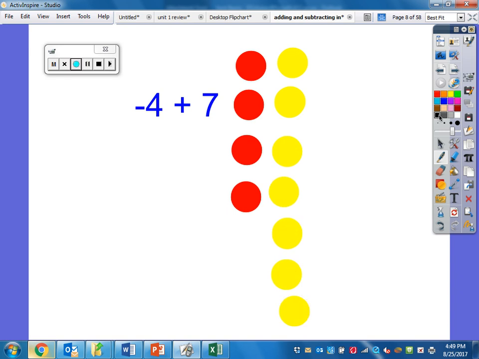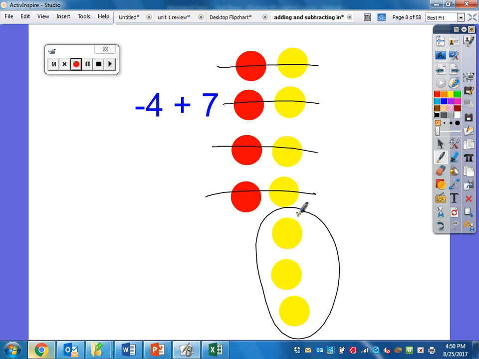Now in class someone asked, does the order matter? The order doesn't matter because it wouldn't matter what side the chips were on, which one was on the right or the left. They're still going to cancel out when they're next to each other like this. So they cancel, cancel, cancel, cancel. We call those 0 pairs when they cancel each other out. And then what's left is 3 yellow integer chips, which is a positive 3.